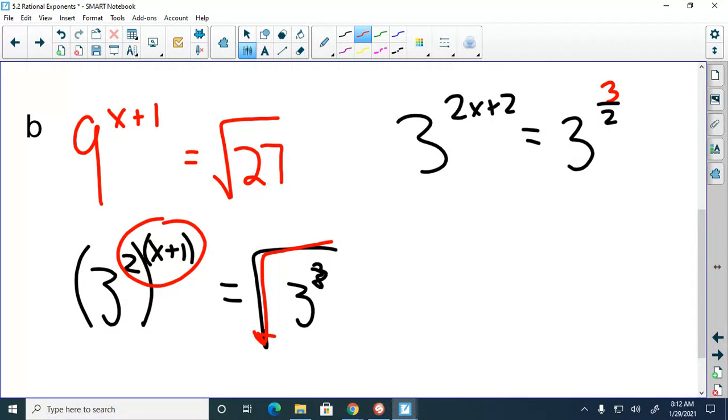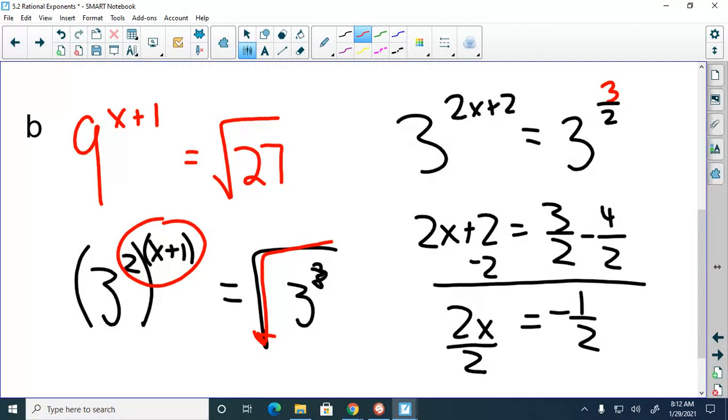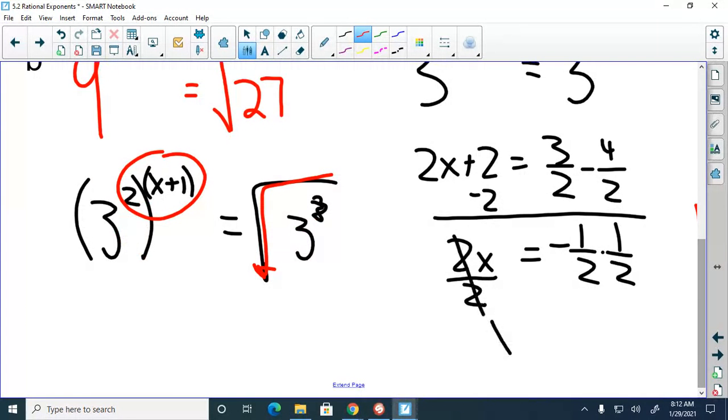Then all you would have to do is say those two powers have to be equal. So you set those powers equal to each other and you solve for x. All right, let's see if we can do that. Subtract 2 here. I'd rather subtract 4 halves here, because that's the same, right? And we'll have 2x equals negative 1 half. I'd like to divide by 2 on both sides, but over here it's probably easier to say multiply by 1 half, because that's the same as dividing by 2. And we'll get x is negative 1/4.